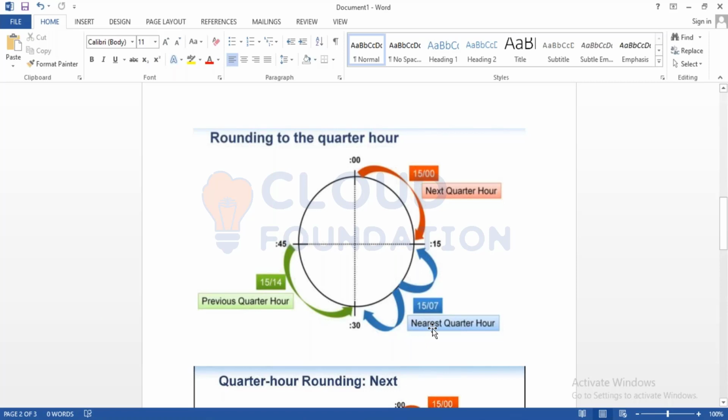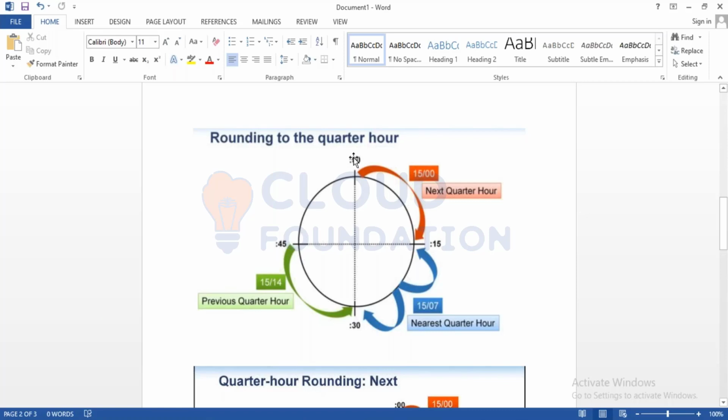So the next thing is nearest. So here you have a grace value that's half of your round value. So it's 7 in this case. So if you punch anywhere between 8:15 to 8 plus 7 is 8:21, anywhere between that, it goes back to 8:15. But if you punch anywhere between 8:21 to 8:30, it's going to take you to 8:30. And in previous, no matter where you punch between 8:30 to 8:45, it's going to take you back to 8:30.